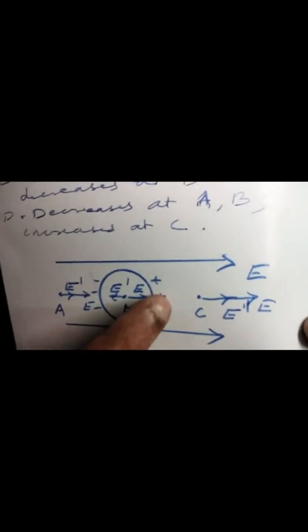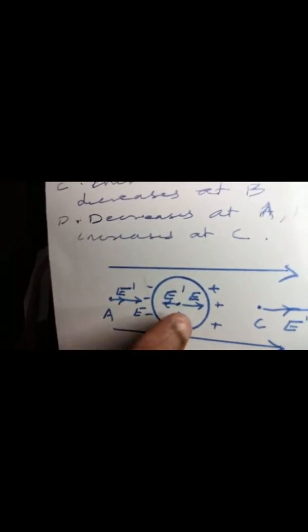Same happens at C. Original field is E in this direction. Charge generated due to polarization is plus here. So E dash is also away from this. In effect, E and E dash are in the same direction. So field at C is E plus E dash, or the field is increased. Then field at B is the inside point here.